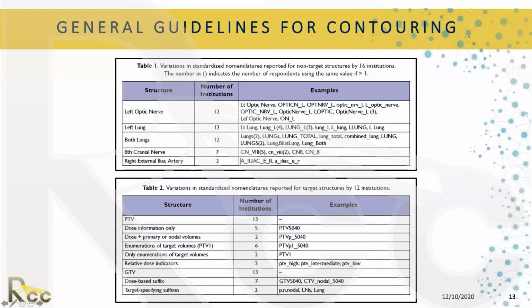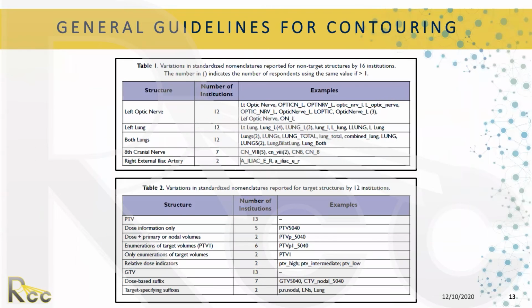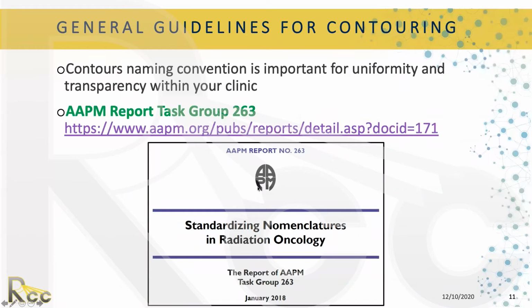Also for the targets, they have extensive guidelines on how to name targets as well. Again, it was a survey done by 12 institutions, and there were some differences in the way that you call certain targets. I just put some parts of this report here. You can access this report through the AAPM. This is the website. And I know that in most countries, if you participate in the Partners in Physics, you can get access to that. It's free, no membership needed, just affiliation with the AAPM, and you can get reports.